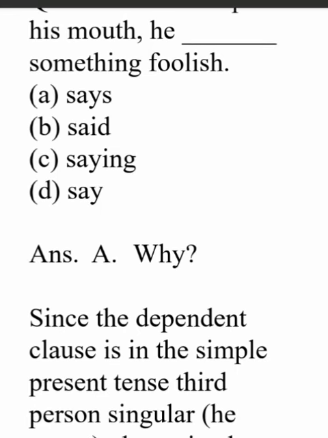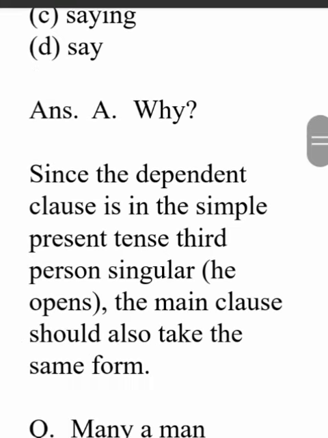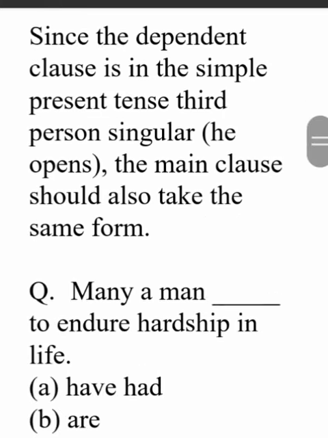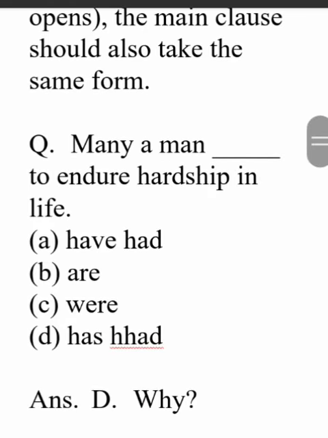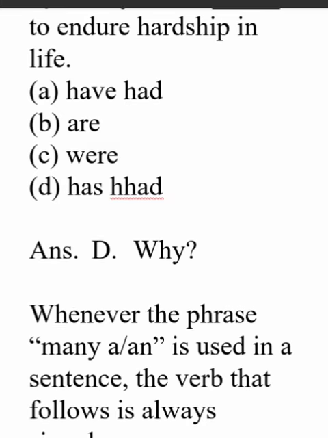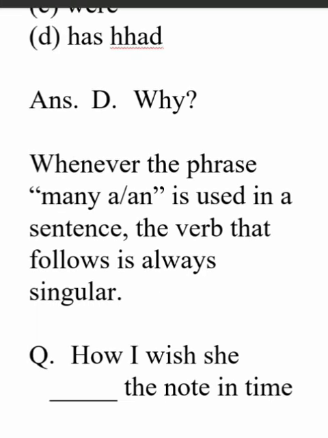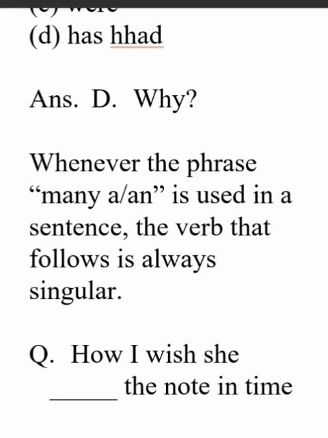Since the dependent clause is in the simple present tense, third person singular, he opens, the main clause should also take the same form. Question. Many a man dash to endure hardship in life. A. Have had. B. Are. C. Were. D. Has had. Answer. D. Why? Whenever the phrase many a/an is used in a sentence, the verb that follows is always singular.